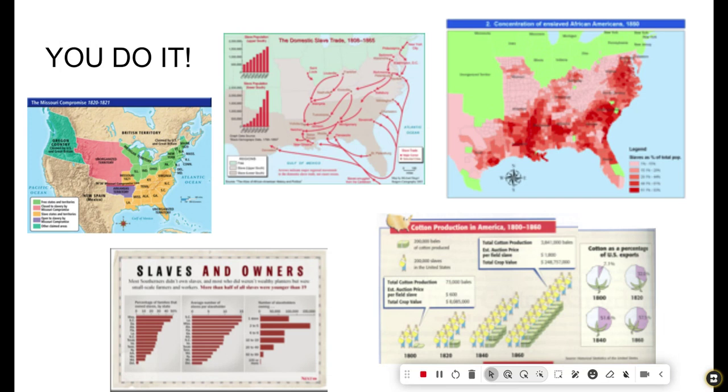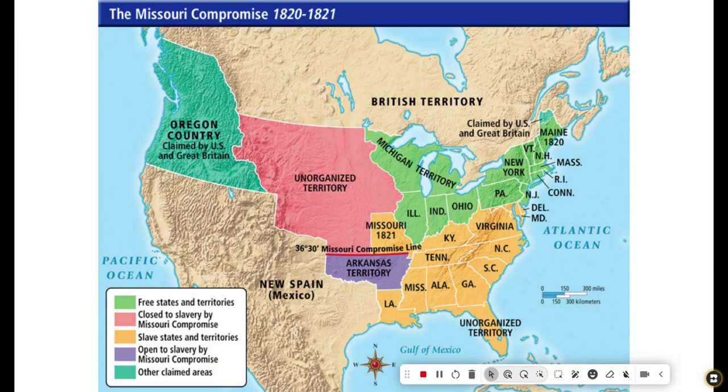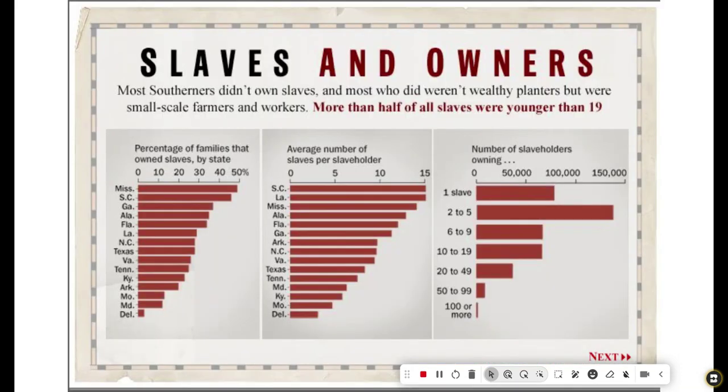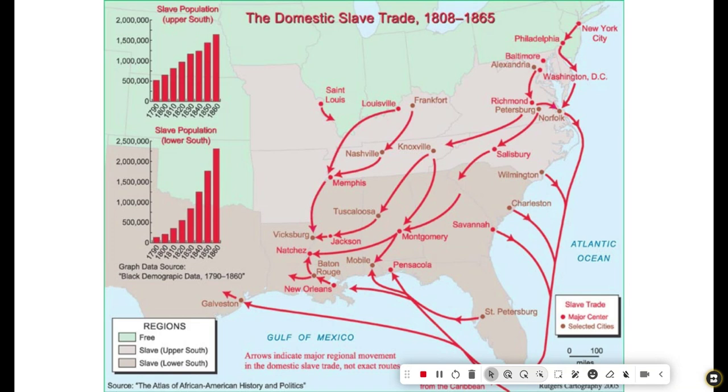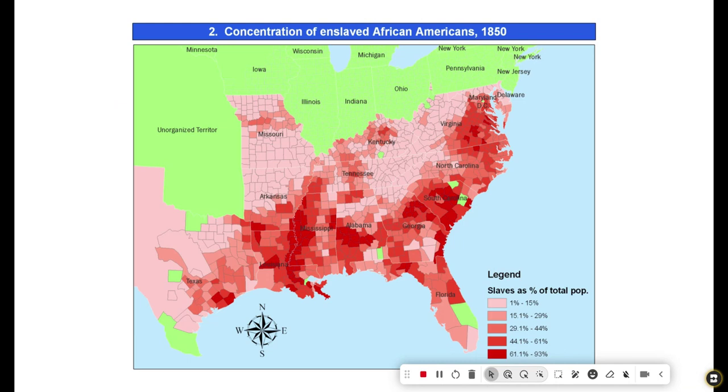What's your next step? With your partner, you've got 4 different graphics that you're going to look at. You're going to look at one about the Missouri Compromise. These are linked on your handout or your overview for the week or the day. You've got this graph, which I don't like the title because I would say enslaved and enslavers, but I did not make it. But it's got important information on it. This is about the domestic slave trade from 1806 to 1808 to 1865, which you mentioned and referenced in your King Cotton activity. And then this is the concentration of enslaved African Americans. Where was slavery really, really popular?